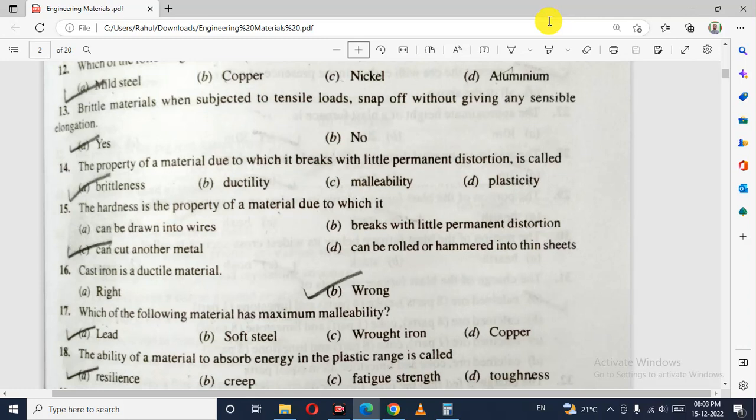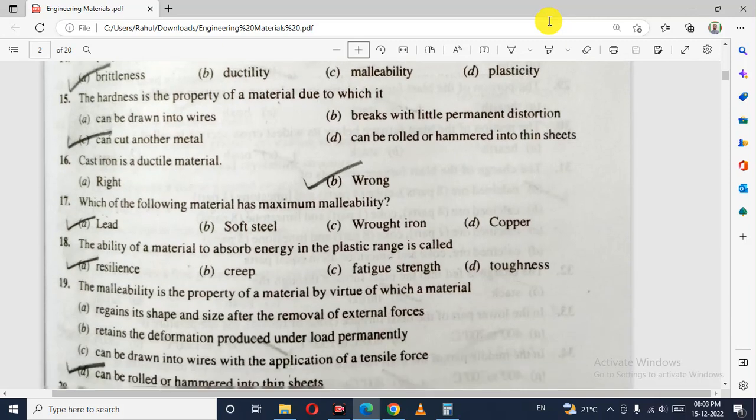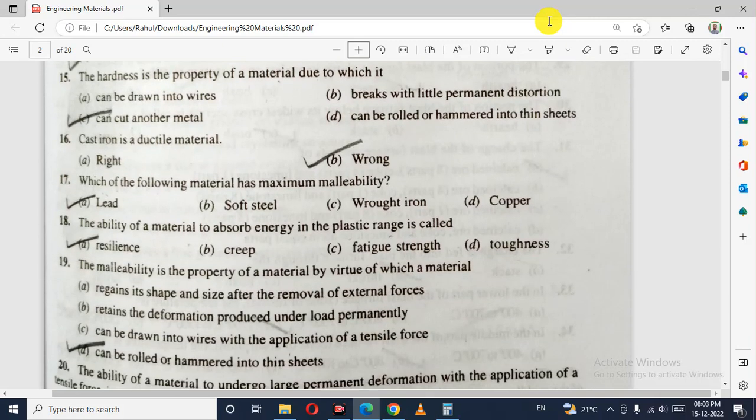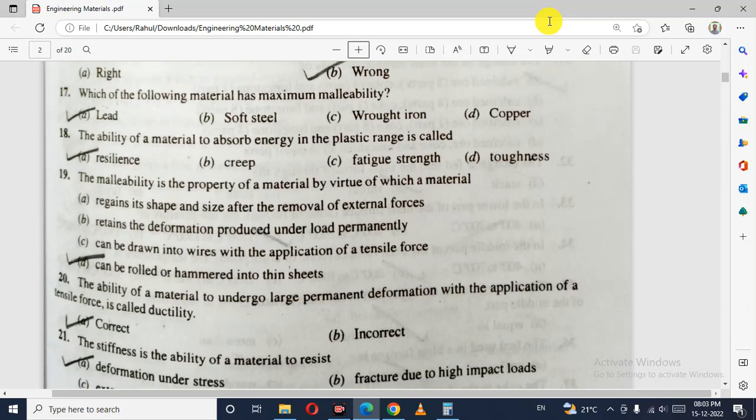The ability of a material to absorb energy in the plastic range is resilience. Malleability is a property of a material by virtue of which it can be rolled and hammered into a thin sheet. The ability of a material to undergo large permanent deformation under the application of a tensile force is called ductility.